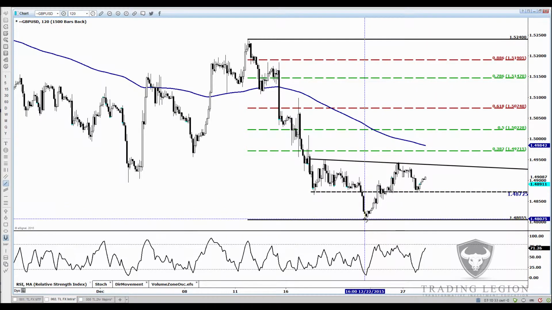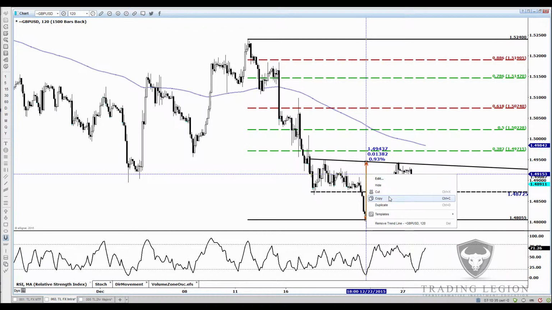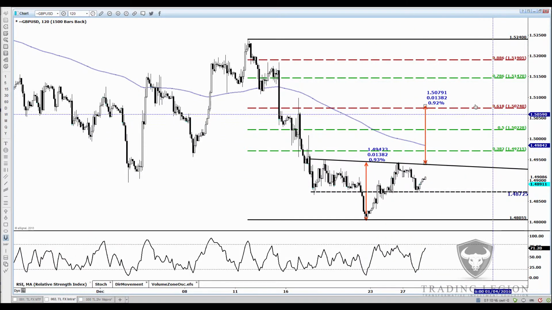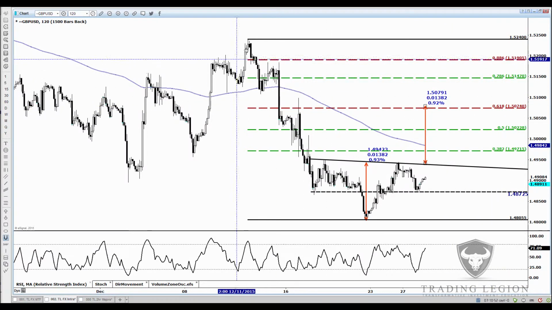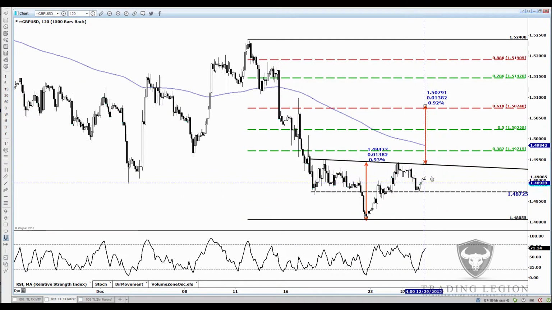So if I measure the distance between the head and the neckline and we just project it, let's say from the breakout point, whenever that occurs, we've got upside targets around 1.5080 basically, which coincides with the 61.8% Fibonacci of this decline here. So this is one that you should keep on your radars.